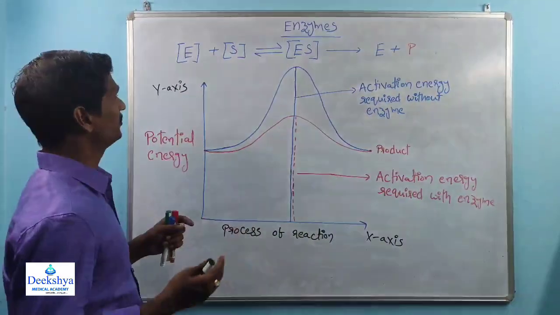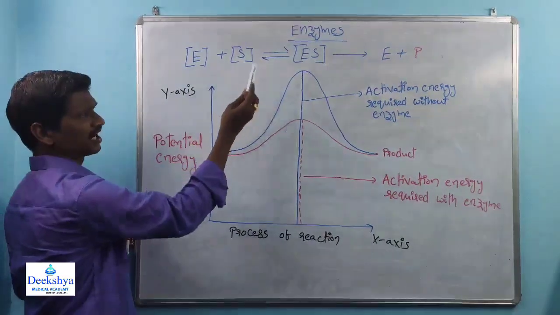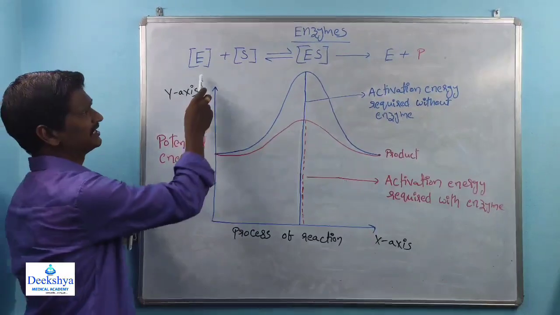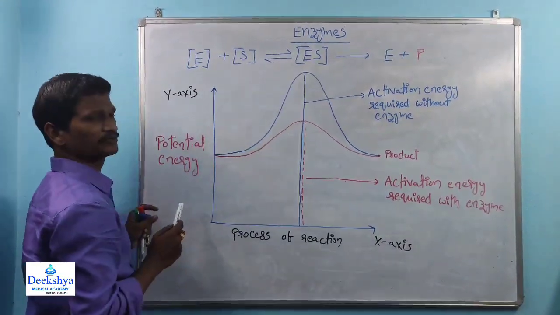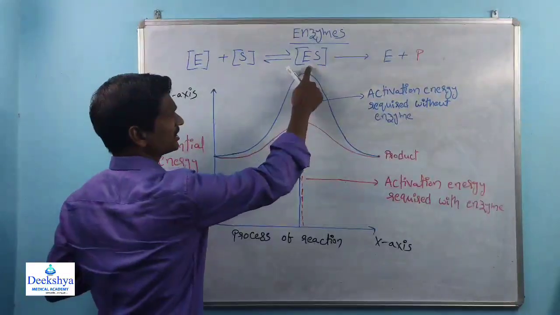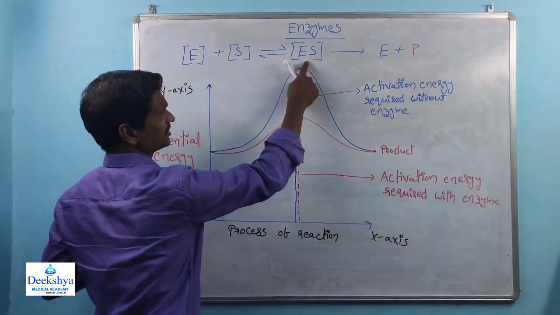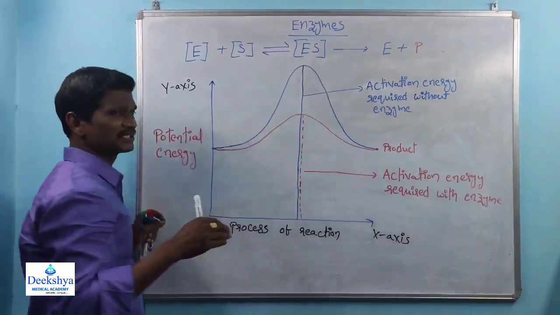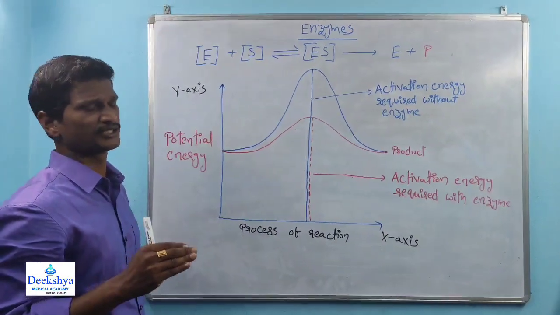Coming to the topic, there is an enzyme and a substrate. In the last class also we discussed enzyme and substrate, and when both are combined they form the enzyme substrate complex. This state is called the transition state. So the transition state is the intermediate state.